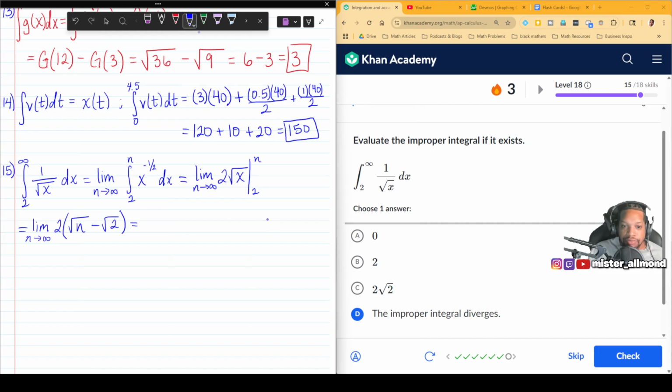So here, if I were to evaluate the square root of n as n approaches infinity, that just approaches infinity. So we can see that it diverges.